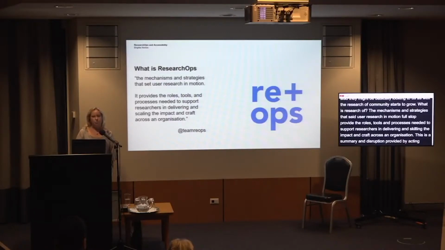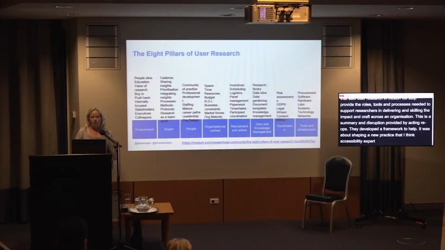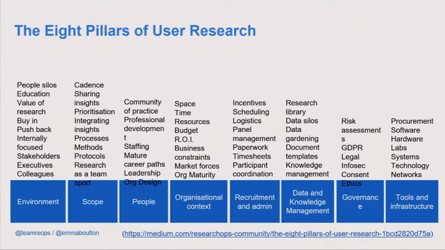It was about shaping a new practice that I think accessibility experts really do need to be a part of, and a community that we can really tap into. And it was also about making friends. So what they did is they did this workshop to try and work out what is involved in research operations and operationalising user research. And I've got up here on a slide some details about the 8 pillars of user research. I'm going to go into more detail on those pillars as I go through, as I match them up with where accessibility aspects can fit in.